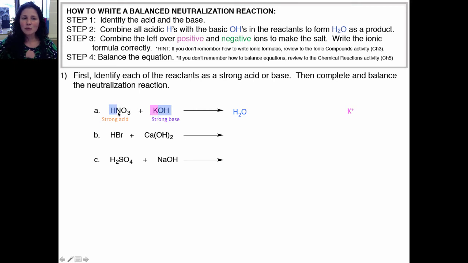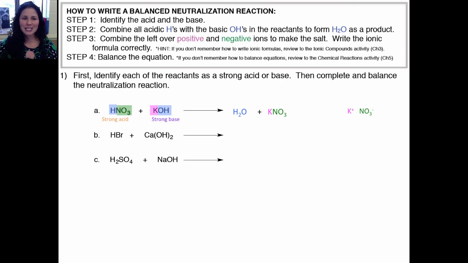The ion that's left over from the acid is an anion, and it's nitrate. It's NO3-, and I'll write this over to the side. To make the salt, I'll combine these two things and write a correct chemical formula. If you don't remember how to do this, please review the information in Chapter 3. The correct chemical formula of this salt will be KNO3. The last step is to check to see if the reaction is balanced, and this one is.